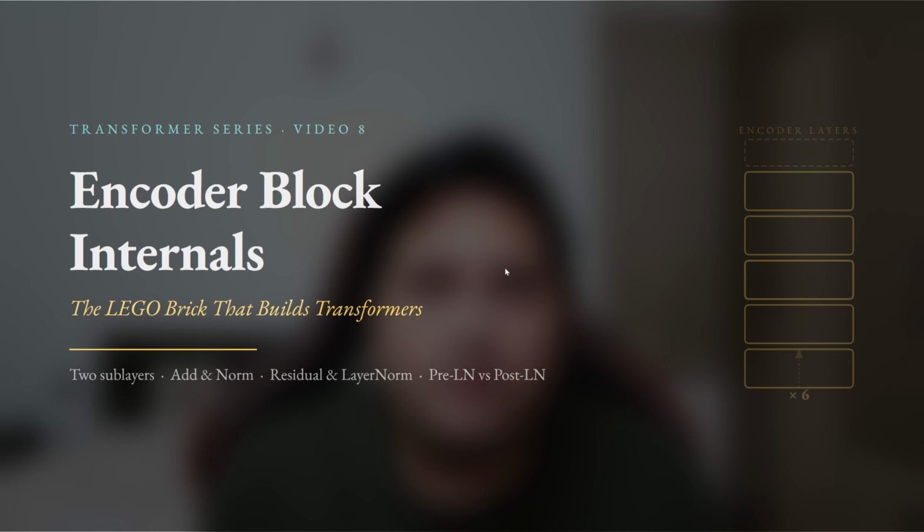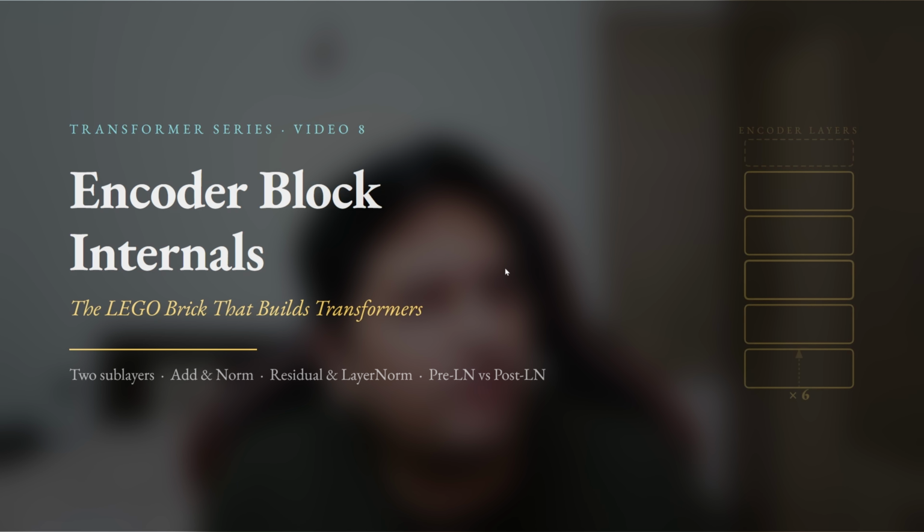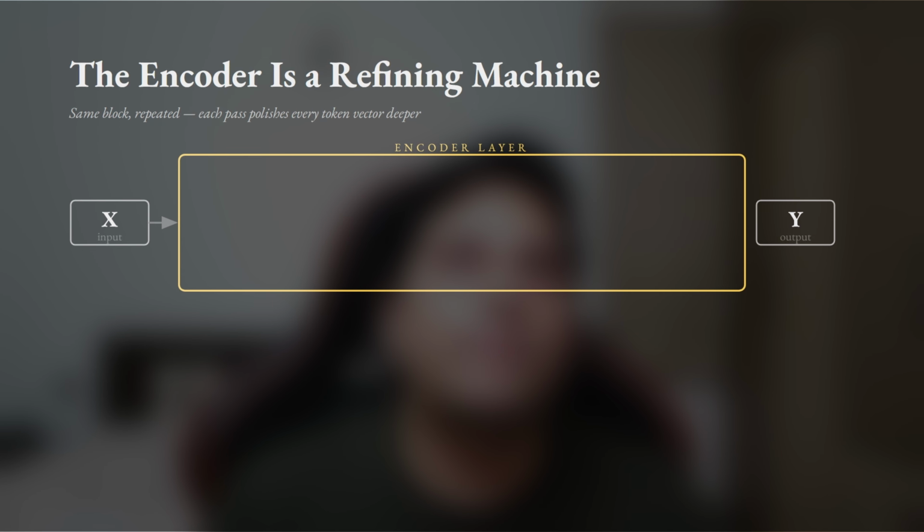Here is what we will build up in this video. 2 sublayers. These are core computation. Then add and norm, the stabilization mechanism that wraps each sublayer. Then residual connection and layer norm, we will look at them separately because they do different jobs and deserve separate explanation. And finally, the difference between post-LN and pre-LN placement, because the small positional choice has real consequences when you train a deep model.